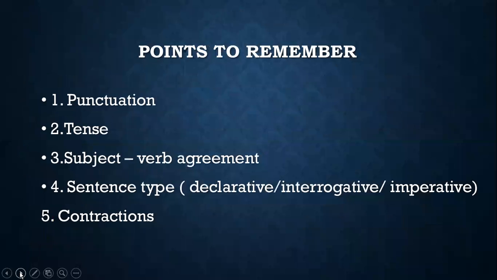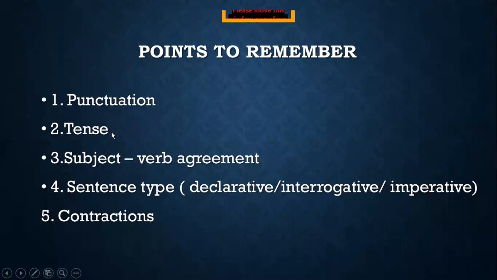Now, there are a few points which you need to remember while writing dialogues. First is punctuation. You need to be clear whether your sentence is a question. If you're asking a question, then you have to put a question mark. If you are asking for some favor, then a full stop has to be put. If your expression is of surprise and amazement, then a sign of exclamation is to be put. Proper punctuation marks are to be used when you are writing dialogues.